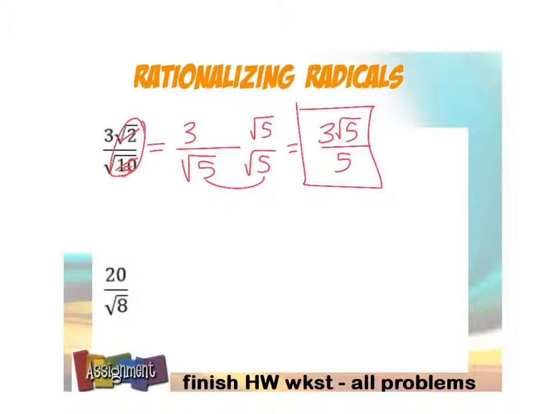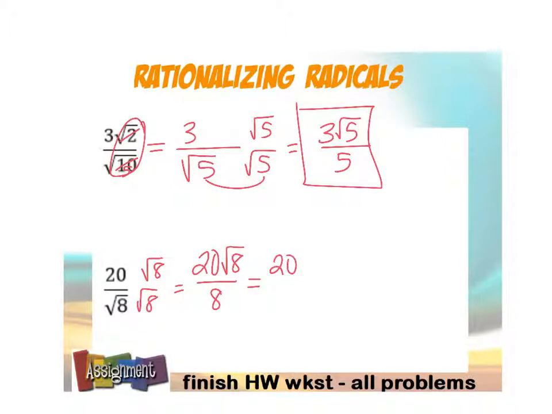Last problem. Can't reduce anything because one's in the radical, one's not. I'm going to multiply by the square root of 8, square root of 8. I get 20 square root of 8 all over 8. Now there's a couple things here. Did you catch that the square root of 8 actually reduces? That's not the smallest number I could have inside my radical. I could definitely reduce that.